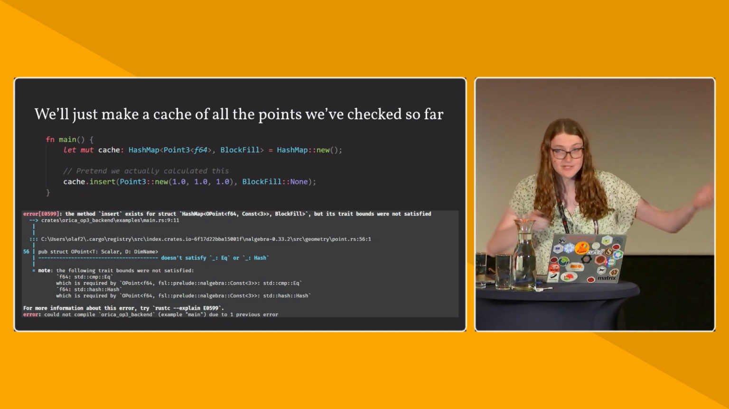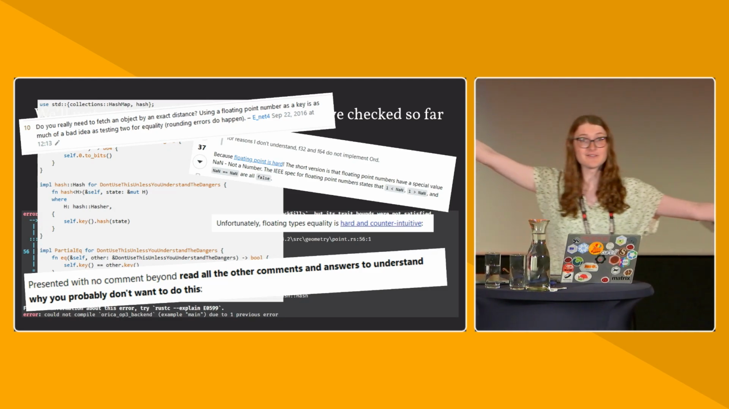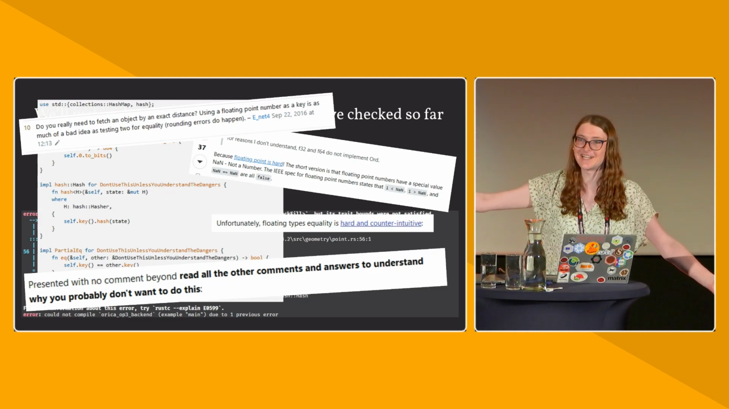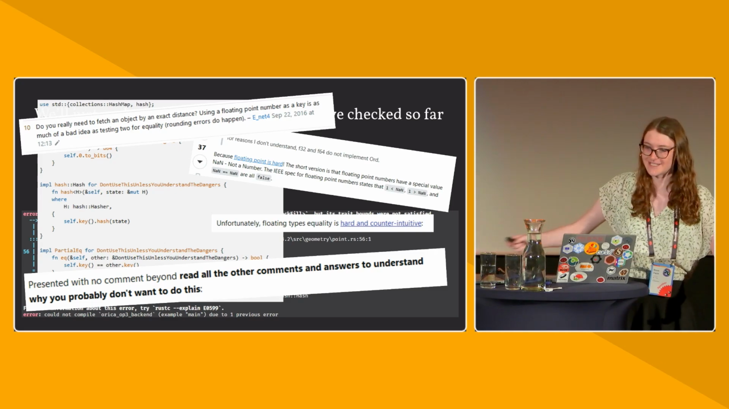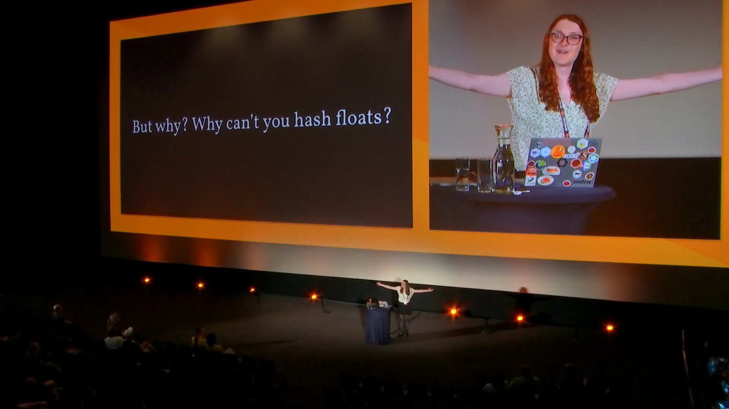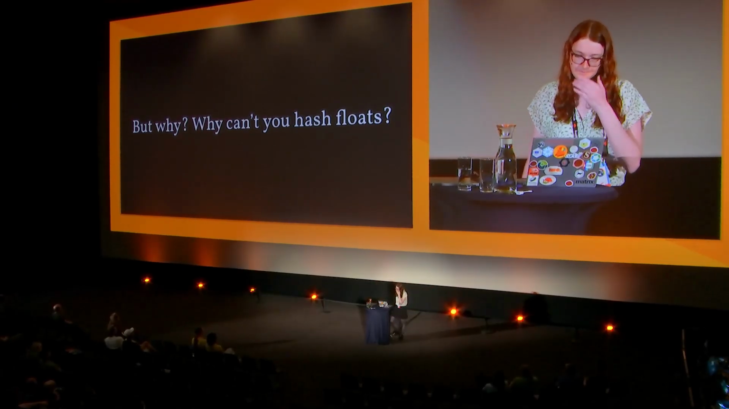So you do this, you go to Google, and then Stack Overflow yells at you. Stack Overflow also tells you that you shouldn't do this and that this is a terrible idea and this is horribly unstable and you probably don't want to do this. But why? Why can't you hash floats? Why won't it let you?